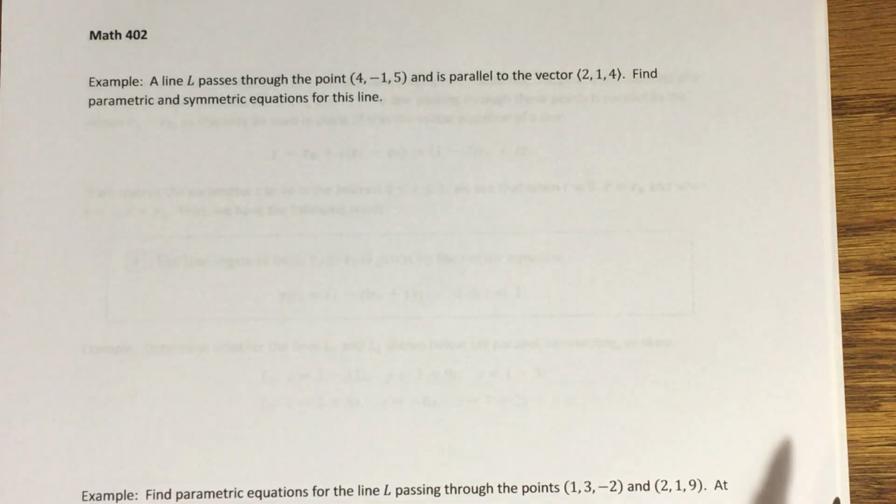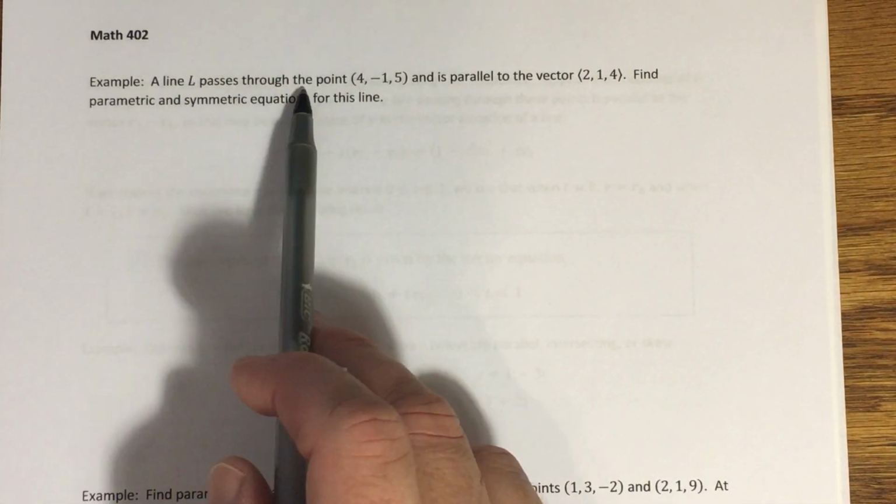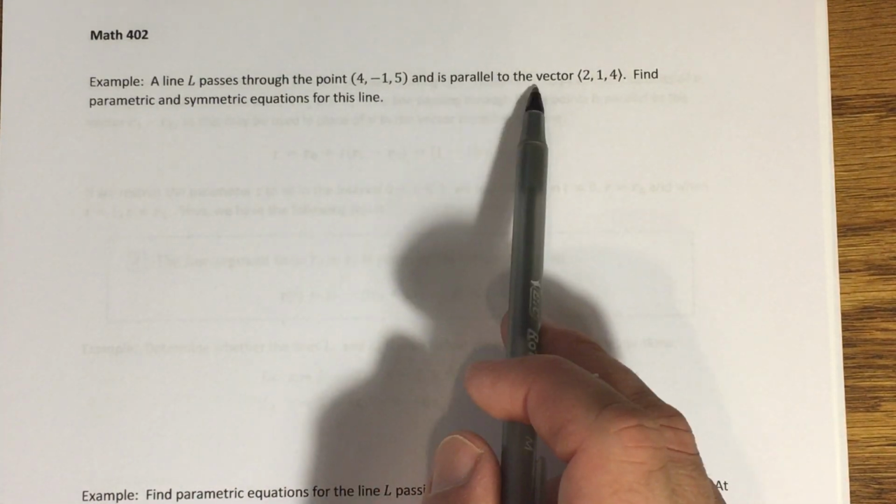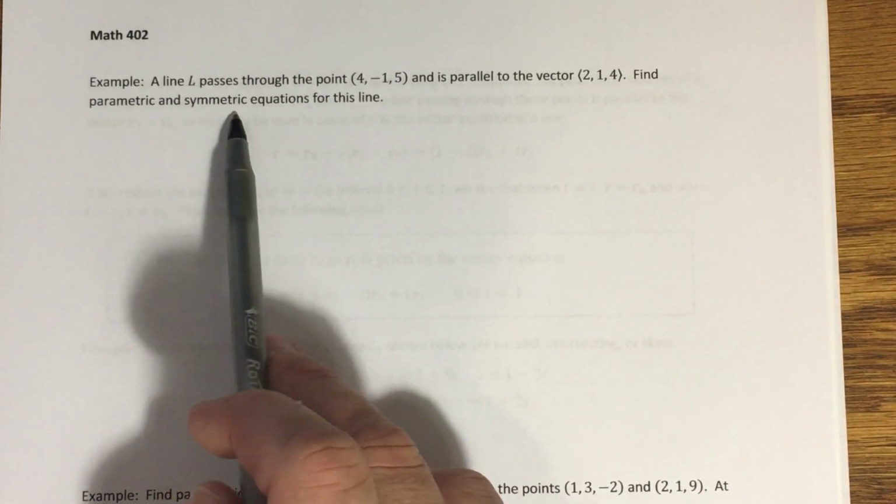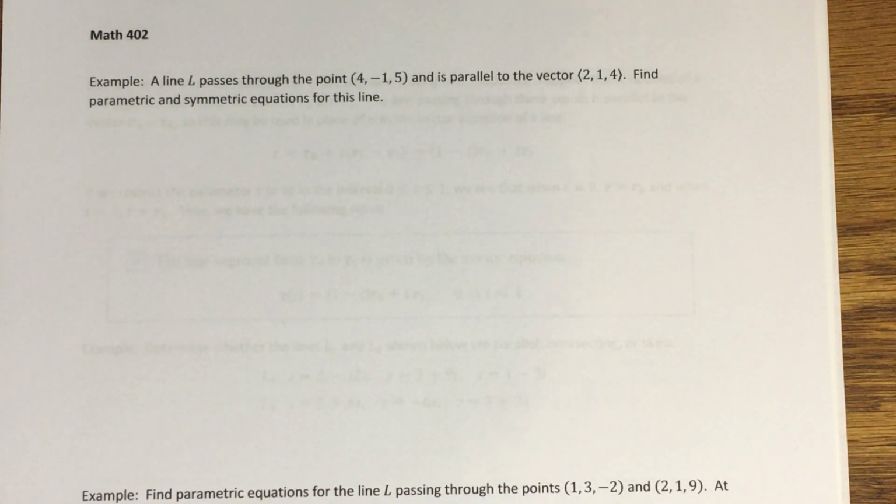Here's a simple example using this. A line L passes through the point (4, -1, 5), and it's parallel to the vector (2, 1, 4). We want both parametric and symmetric equations for this line. This is very straightforward. There's no real work to do.